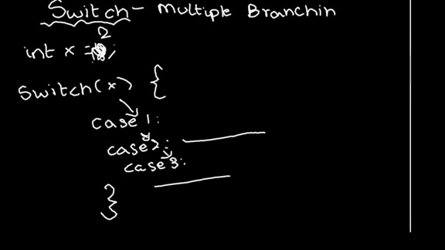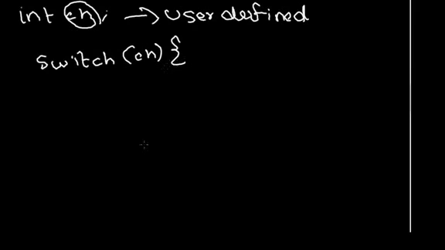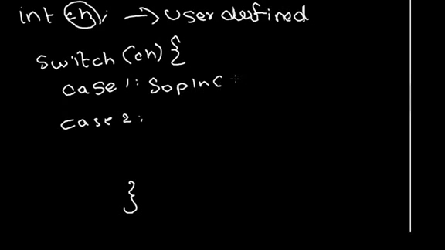Now that being said, let me give you a better example of a real world program. Let's say you have int ch, it's user defined, got from a buffered reader. Now you write switch ch, case 1, case 2. Let's say case 1 is print ch, and case 2 is print 2.